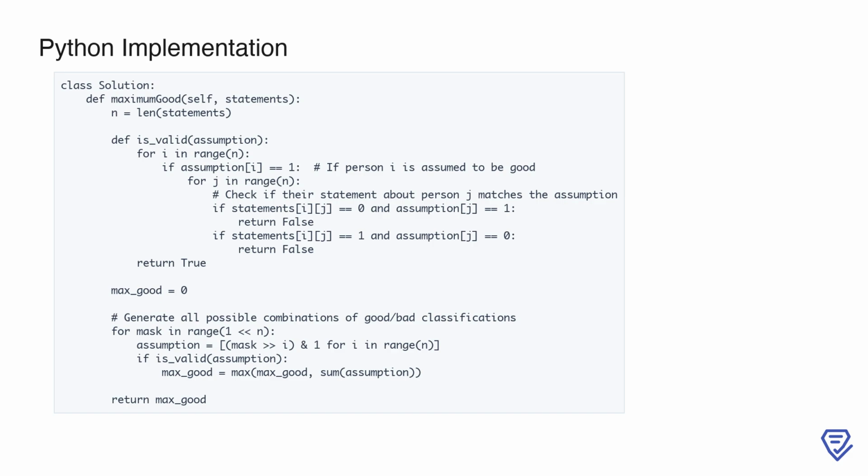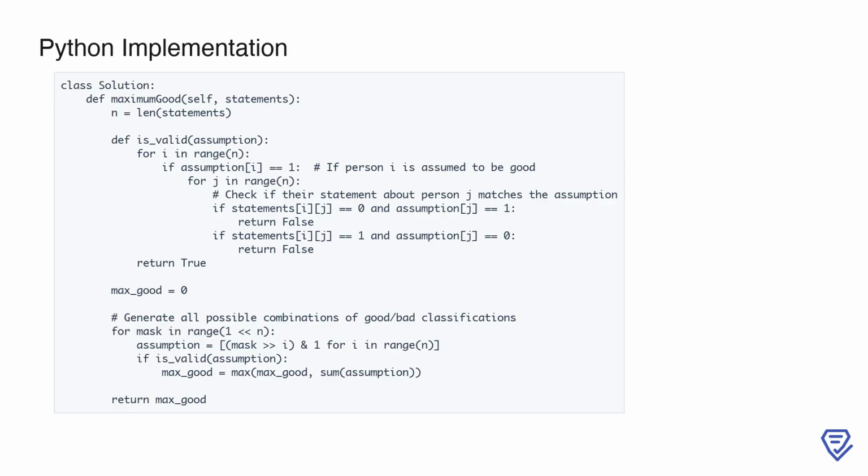For each combination, it generates an assumption list where each bit represents whether a person is good, 1, or bad, 0. If the assumption is valid, the number of good people in it is compared with the current maximum, and the maximum is updated if necessary. Finally, the function returns the highest number of good people found among all valid configurations.